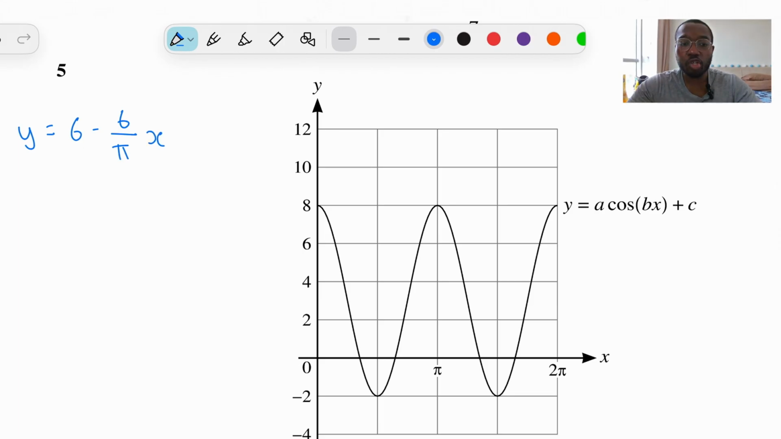Again, we do a similar thing: pick two coordinates. For this one, we can't use 0, 0 because it won't go through the origin, but we can still make x 0, because if we make x 0, we're left with just 6. So we know that 0, 6 is a solution. For another point, again use pi or 2 pi, something easy to solve. When x is equal to pi again, we get 6 pi over pi, which gives us a 6, and then 6 minus 6 gives us a 0.